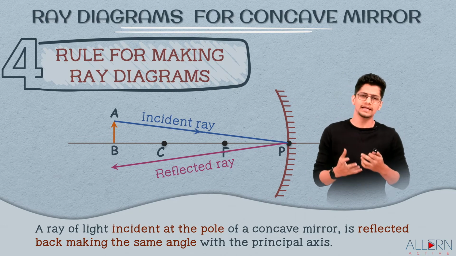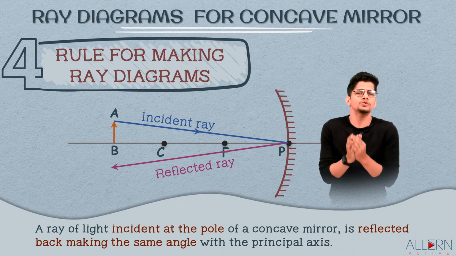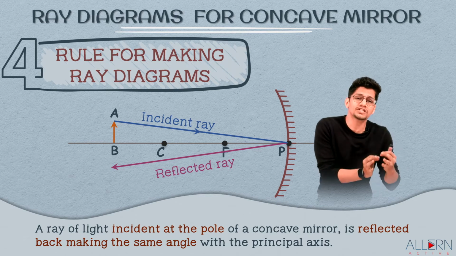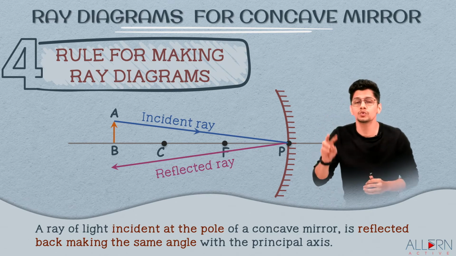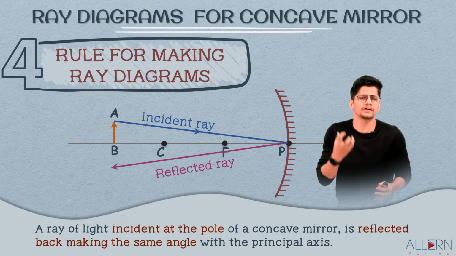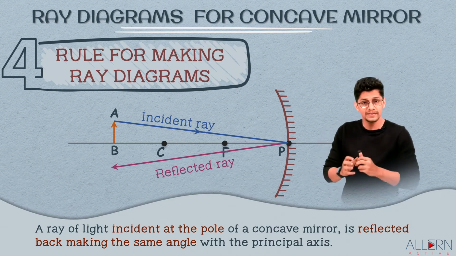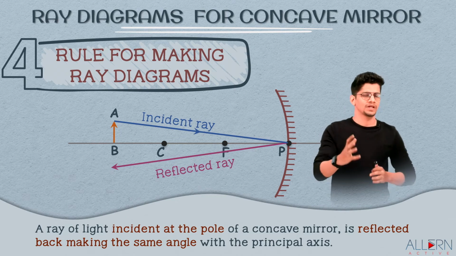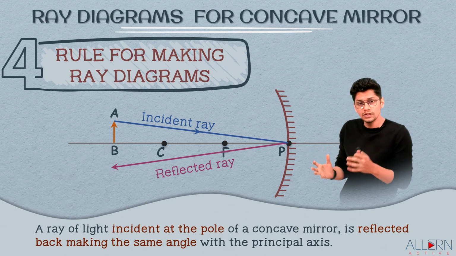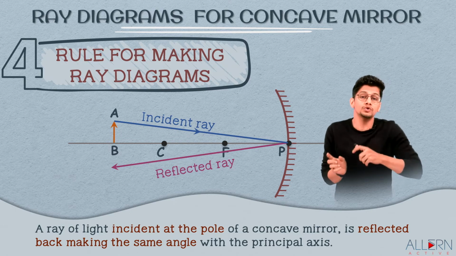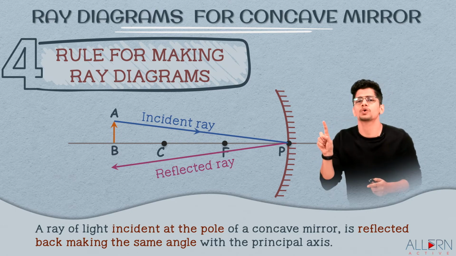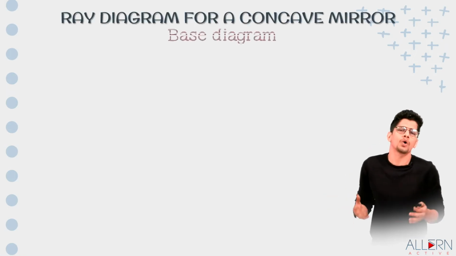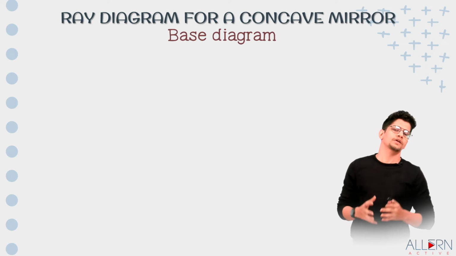Now to draw the ray diagrams, we need to apply a minimum of 2 rules, because for an image to be formed, a minimum of 2 reflected rays are required. So with the help of 2 reflected rays, we can obtain the image in the ray diagrams. So here we have understood the rules to draw the ray diagrams. But to draw the ray diagrams, you will have to draw the base diagram first. So now what we are going to learn is how to draw the base diagram of a concave mirror.